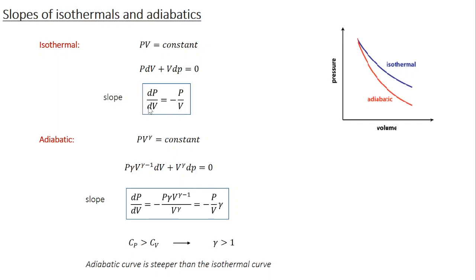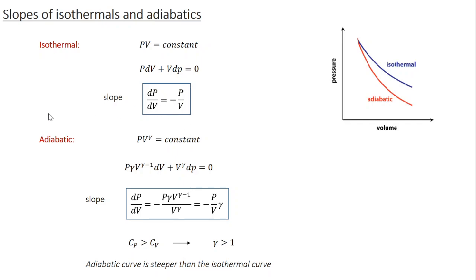And what is the meaning of dP by dV? If you have a graph drawn on the xy plane, where this axis is x and the vertical axis is y, you know that dy by dx is the slope of the curve. Now instead of y I have pressure, instead of x I have volume, so dP by dV is nothing but the slope of the PV curve, right? So the slope of the PV curve in the case of an isothermal process is minus P by V.